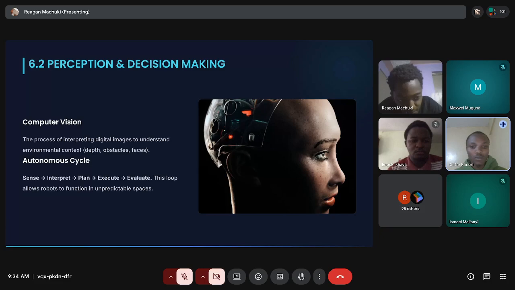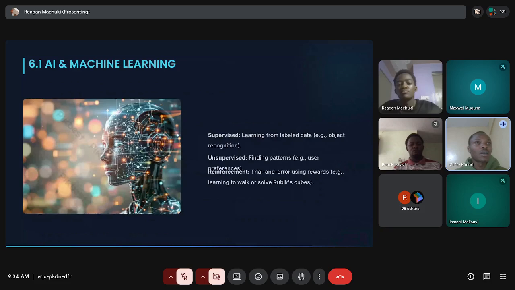So, there are three major learning approaches that are used in robotics. The first one is supervised learning. In this approach, the robot learns from labeled examples in order to perform classification or prediction tasks. For example, financial institutions and credit card companies use supervised learning models to identify potentially fraudulent transactions by analyzing the patterns and anomalies in transactional data.